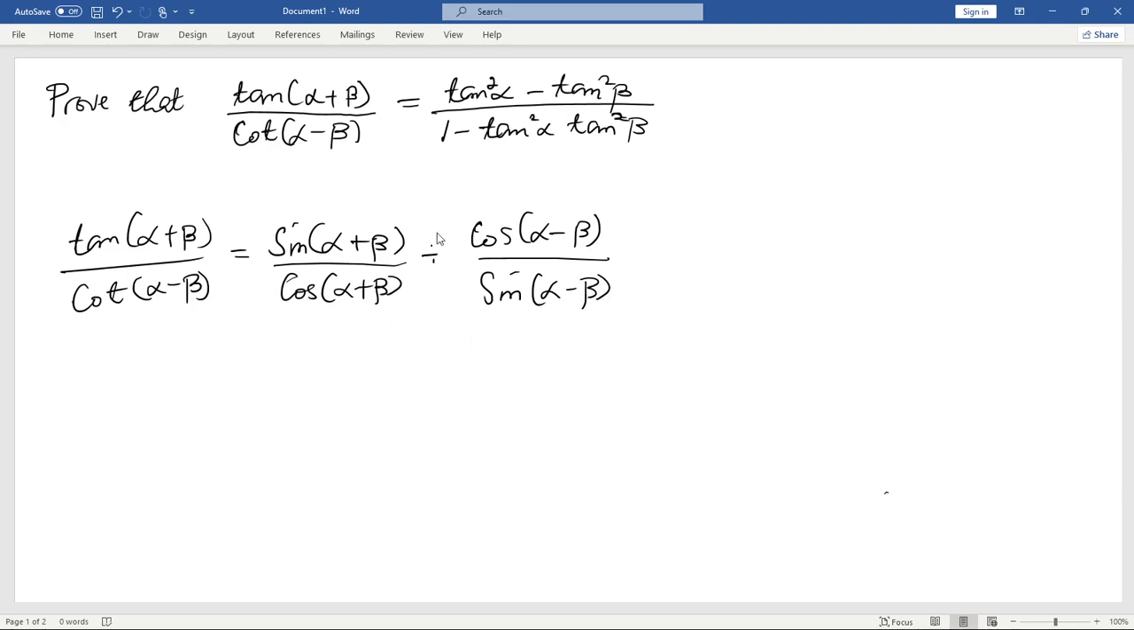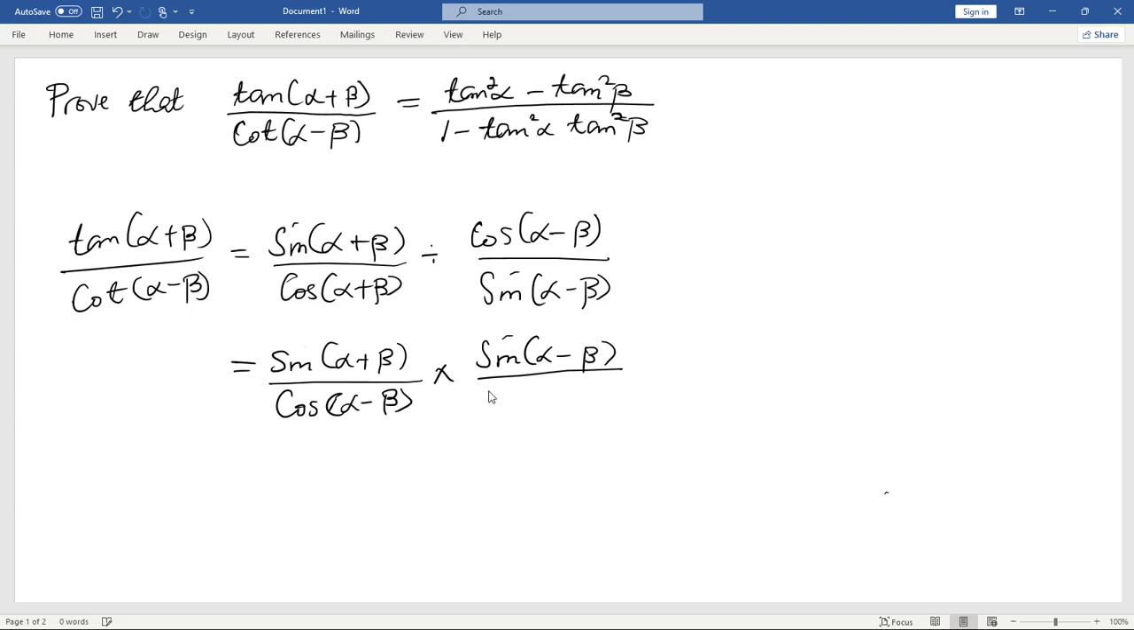So if we change this division symbol that we have here into a multiplication symbol, we're simply going to have sine(alpha + beta) divided by cos(alpha + beta), multiplied by, so the denominator becomes the numerator and the numerator becomes the denominator, sine(alpha - beta) divided by cos(alpha - beta) like this. So now we're going to use these identities here.